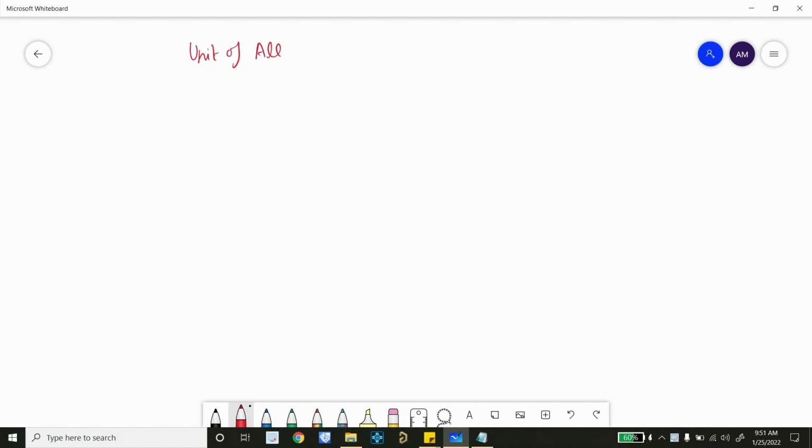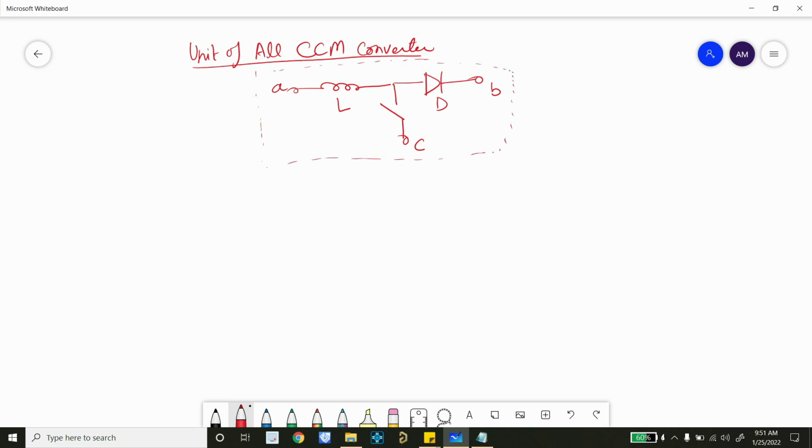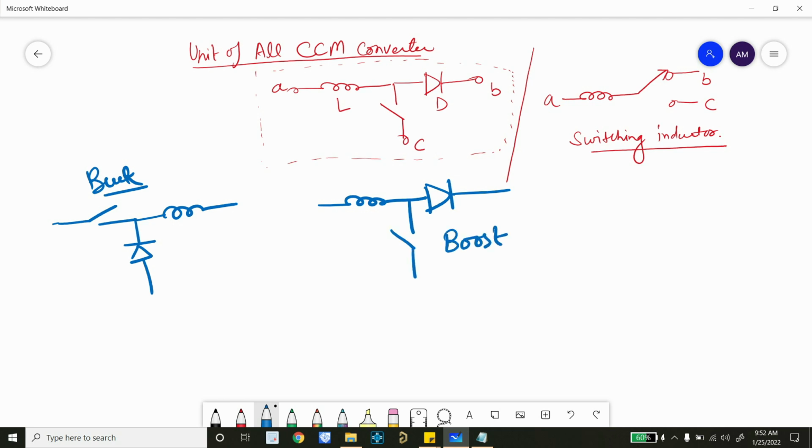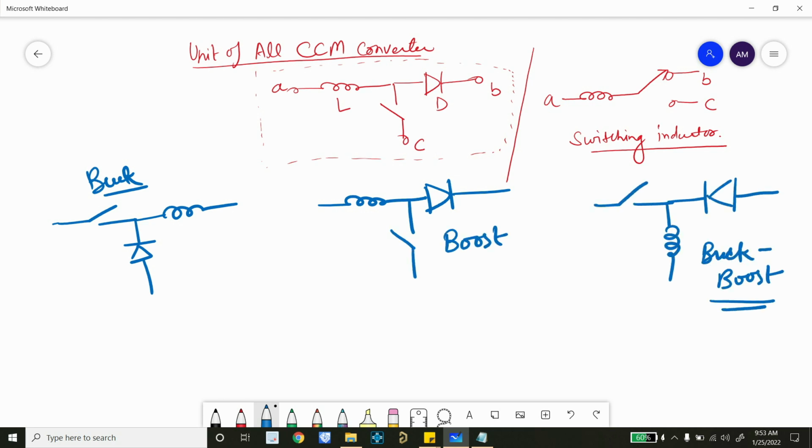Now the fun fact about the switching assembly is that we can create different CCM converters using it. The switching assembly consists of three important components, which are inductor, switch or MOSFET, and diode, and we can also represent it either way. We can create a buck converter using the first combination of the switching assembly. Similarly, we can create a boost converter or buck-boost converter.